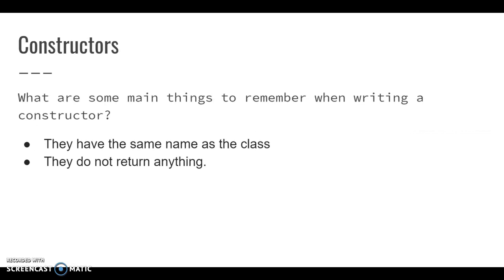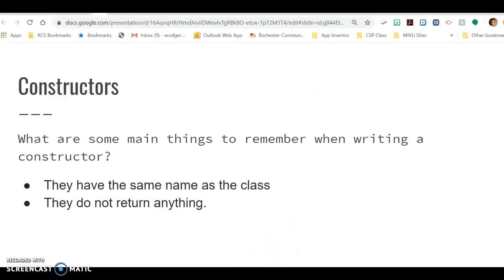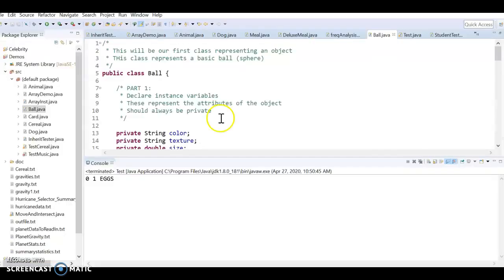The main things to remember when you are going to write your constructor is that they have the same name as the class, and they do not return anything. Those are some of your main points, and I'm going to jump out of this and jump into an example because I think that's going to definitely be more helpful to you. We're going to go back to when we did in class together, we wrote that class ball. We're going to go back and re-look at that again.